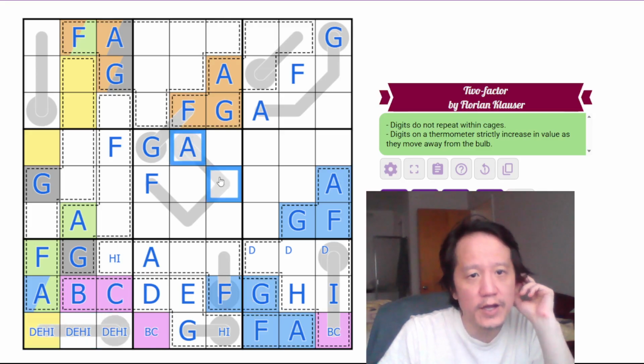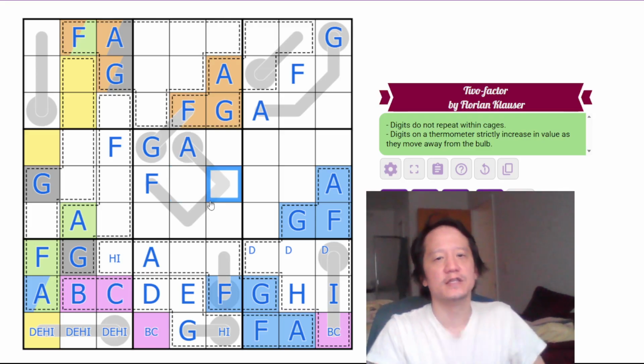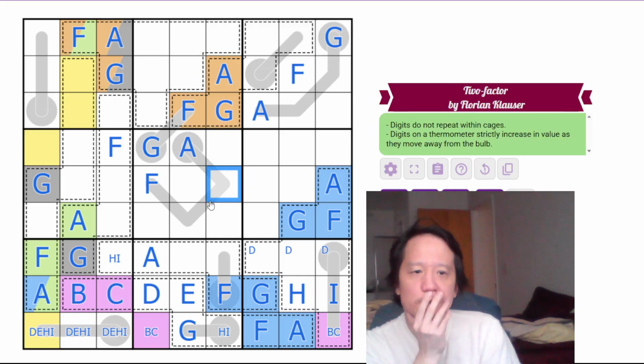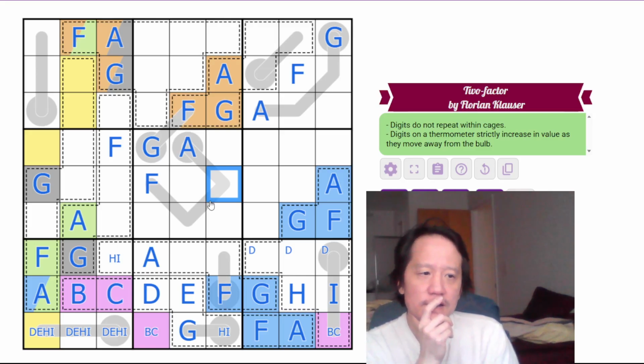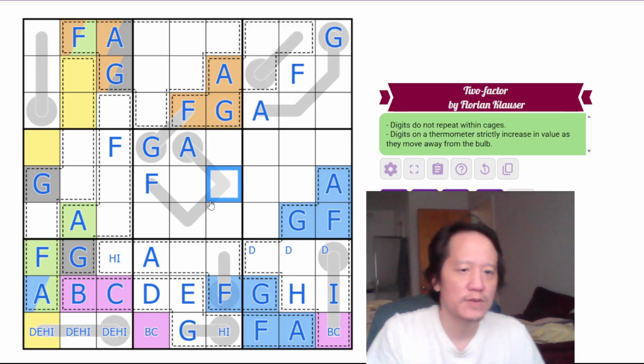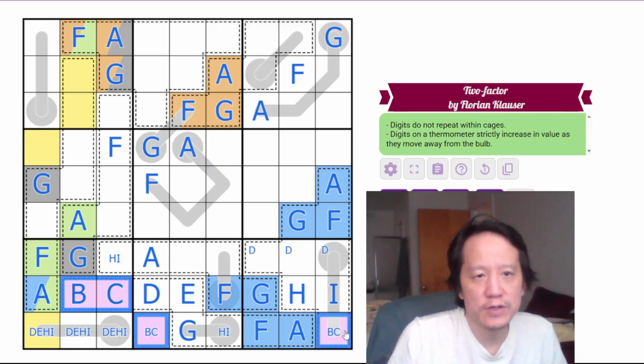Okay, so A is in the middle. A has to be 4, 5, or 6, because it's at least 3 less than F. F is at least 7, 8, or 9. Oh, that's interesting. Okay, so then we're going to start. Okay, so let's.